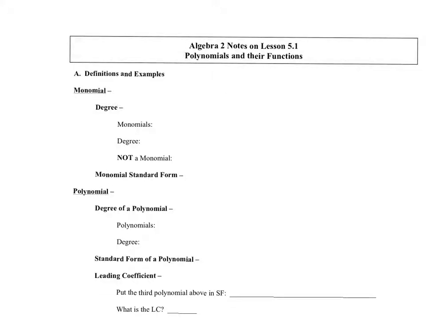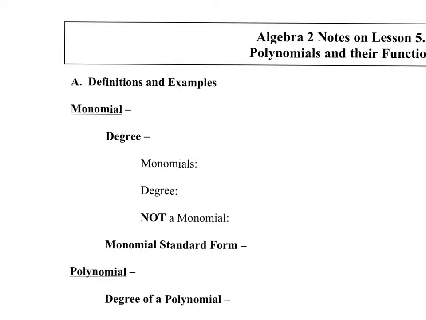All right, a monomial. Do you know what mono means? One. Yes. Yes, it is a disease. You can get it from kissing one person.